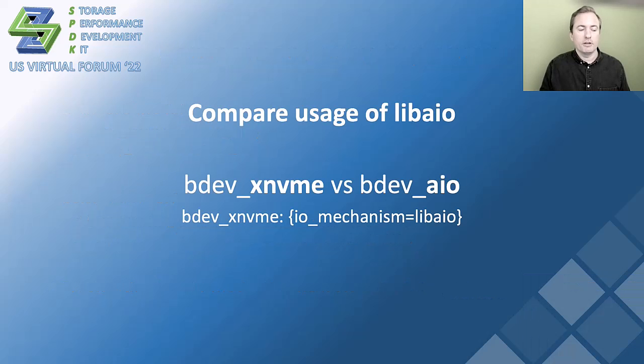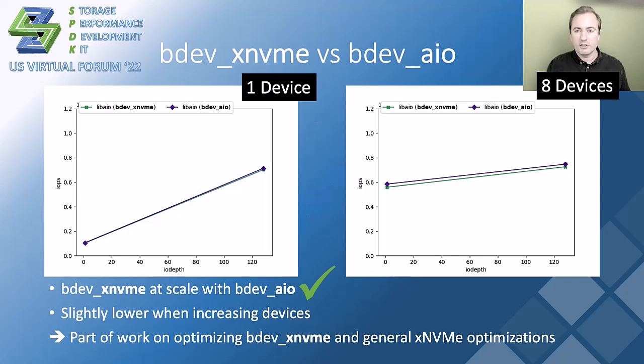So first, comparing BDEV xNVMe to BDEV AIO. There things are looking pretty good. We are on the same scale, and what you see on the graphs are IO depth on the x-axis and IOPS on the y-axis. There are some things that can be improved with regards to call stack overhead that we'll be looking into.